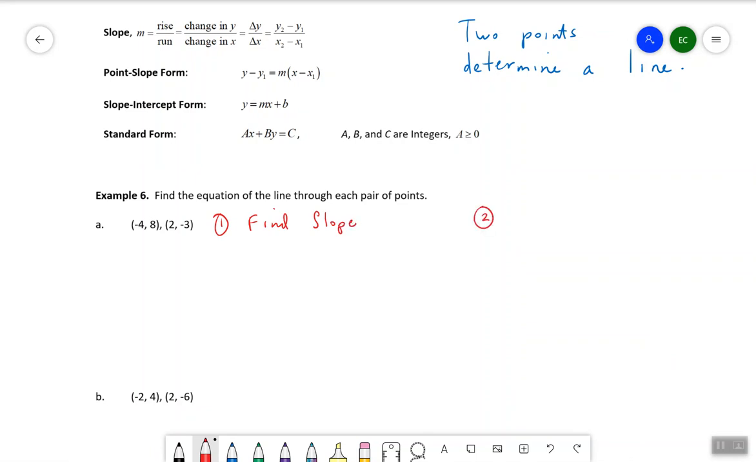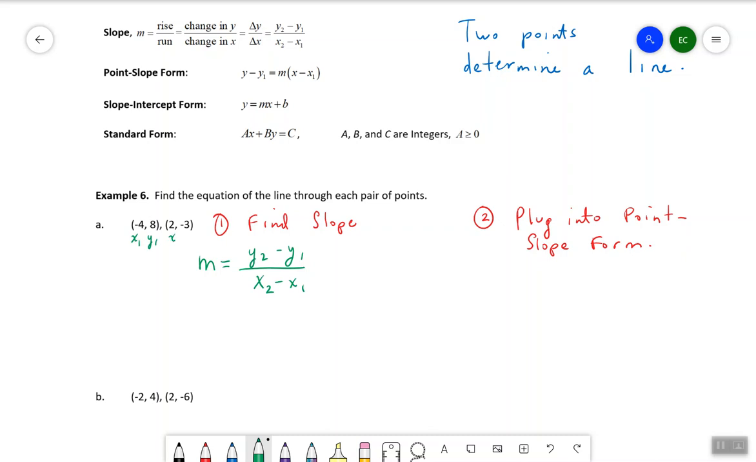And then two is going to be to plug into point slope form. So first things first, slope is y2 minus y1 over x2 minus x1. Might be good just to take the time to label the numbers: x1, y1, x2, y2. We don't want to get confused when we're plugging them all into the formula.